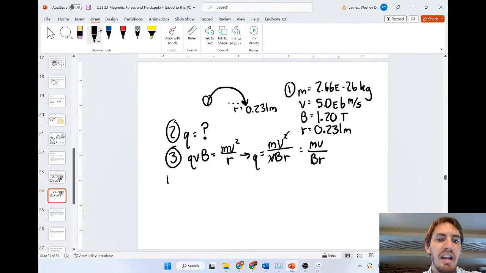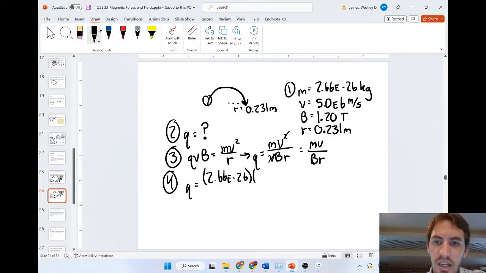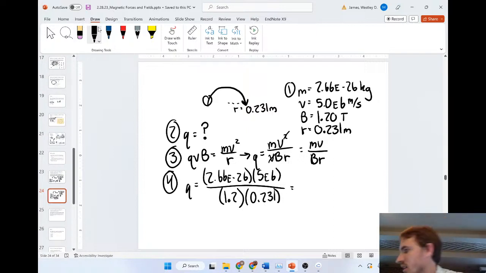And this is again, I always love this about this problem solving process. As you do these steps, you don't even have to look at the problem again. So I never have to copy it over. Everything I need is right here. Q equals 2.66 times 10 to the minus 26 times V, which is 5 e to the 6, divided by 1.2 times 0.231. Handy dandy calculator, nothing too crazy in this.